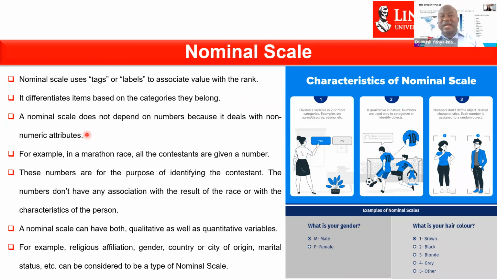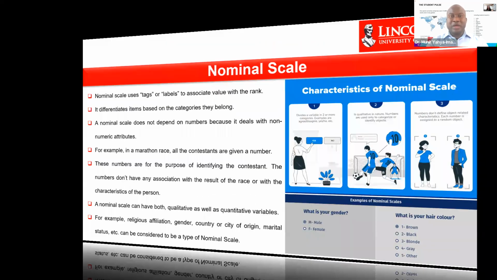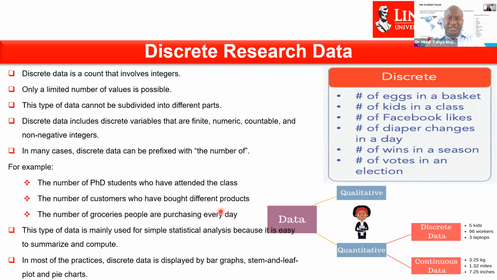A nominal scale can have both qualitative as well as quantitative variables. For example, religious affiliation, gender, country or city of origin, marital status, and so on can be considered a type of nominal scale. An example of a nominal scale can also be gender, like I said earlier, M for male, F for female. Or, what is your hair color? It can be brown, black, blonde, green, or other. All these are examples of a nominal variable or question.